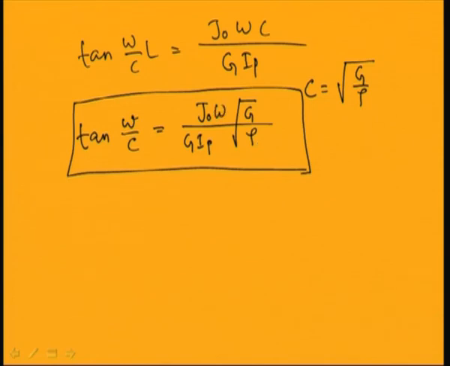There is an omega term here also, so J0 omega root over this. Okay. So in this way you can find the frequency equation, and from the frequency equation you can find the mode shape of the system.